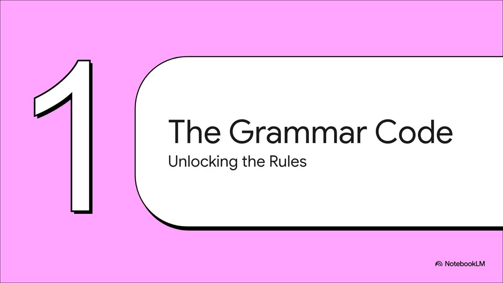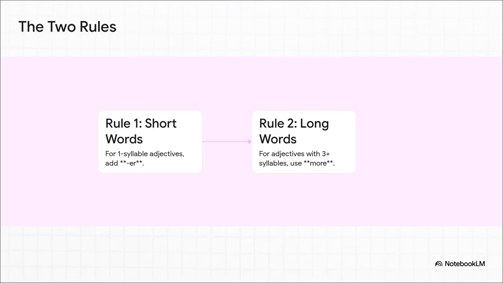Well, it's time to unlock the grammar code, and I promise you it is way simpler than you think. There are really just two key rules, and it all comes down to one thing: how long the word is. And here they are. It's really this easy. For short, one-syllable words like fast, small, or cold, you just tack -er on at the end. But for long words, the ones with 3 or more syllables like powerful or dangerous, you just put the word more right in front. That's it. That's the whole system. Simple, right?